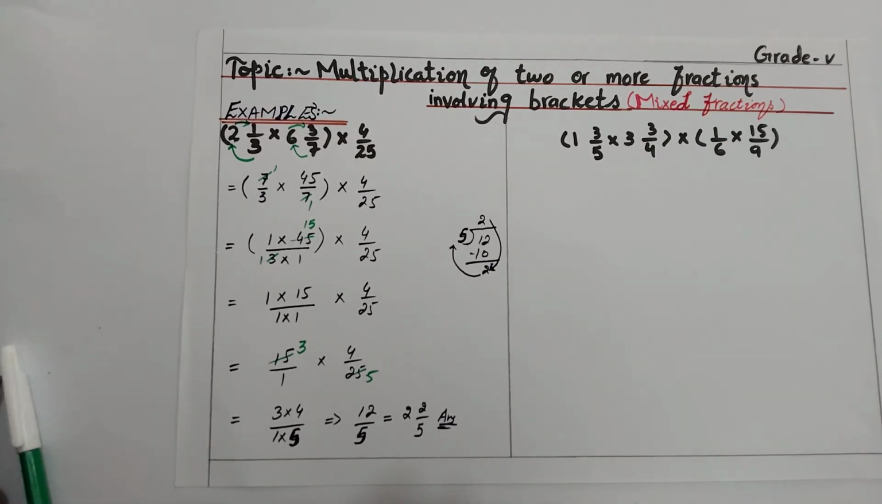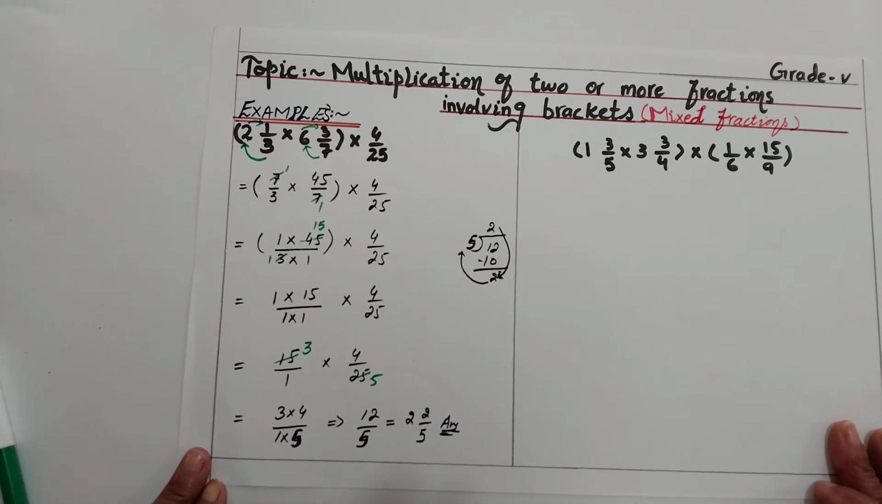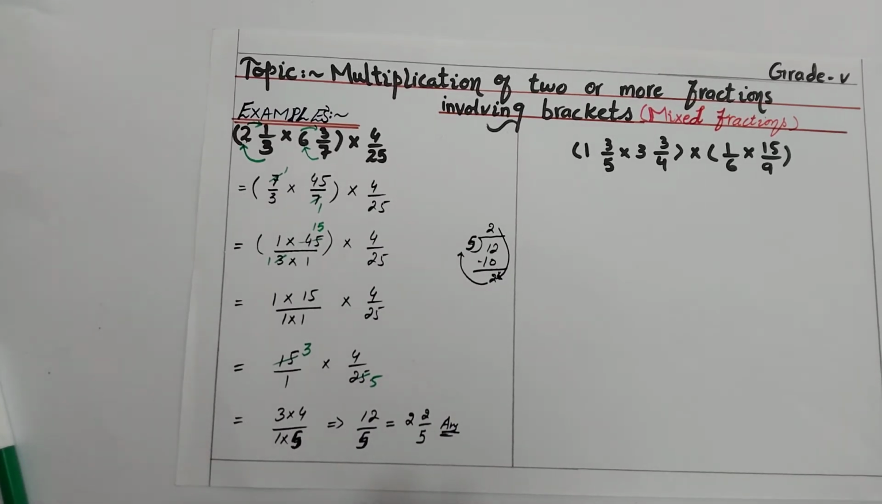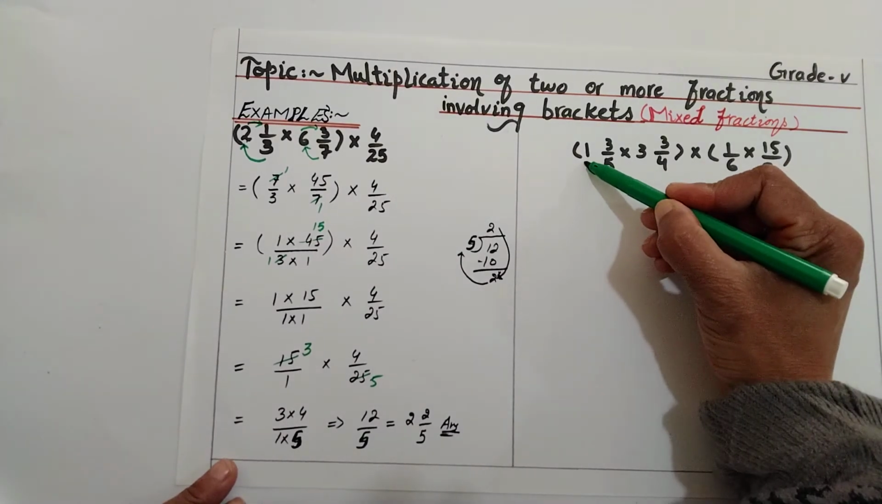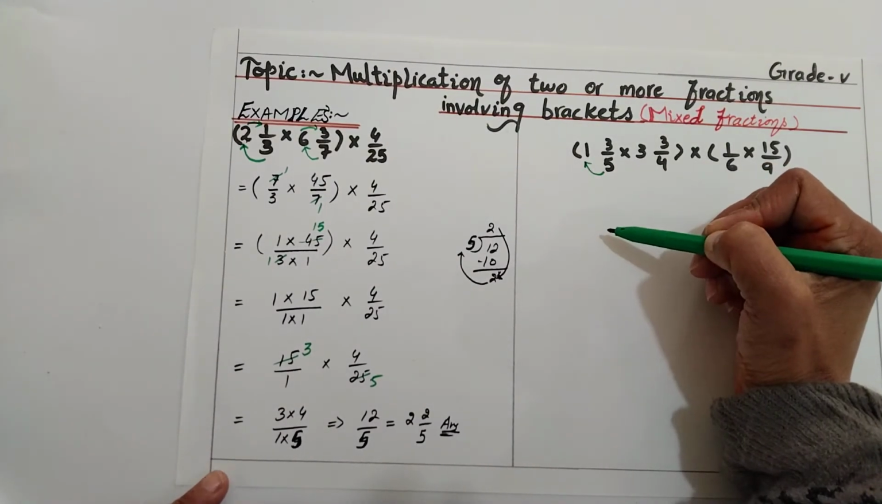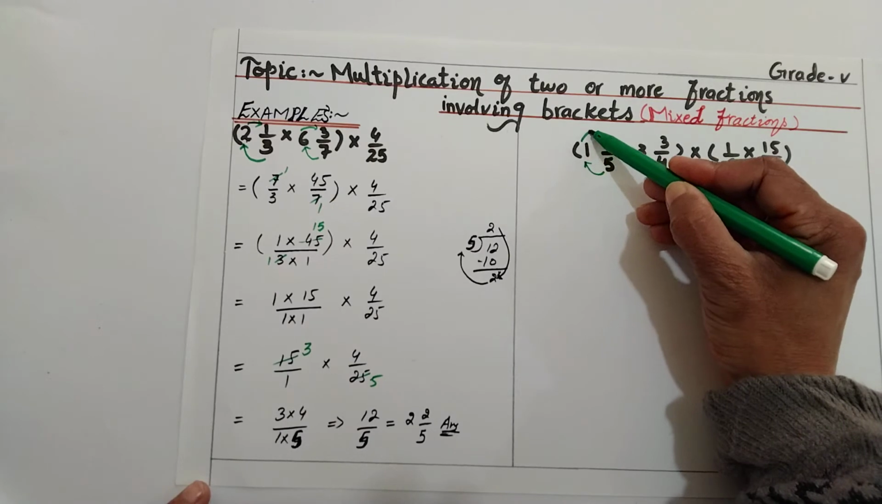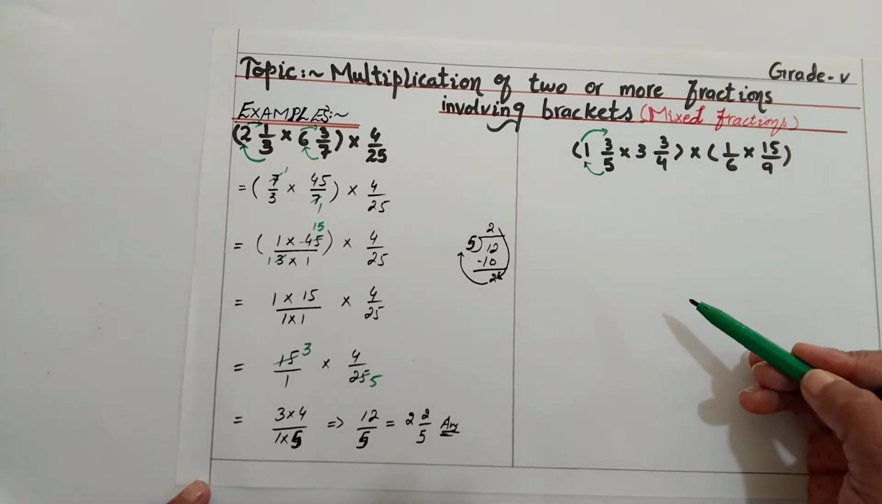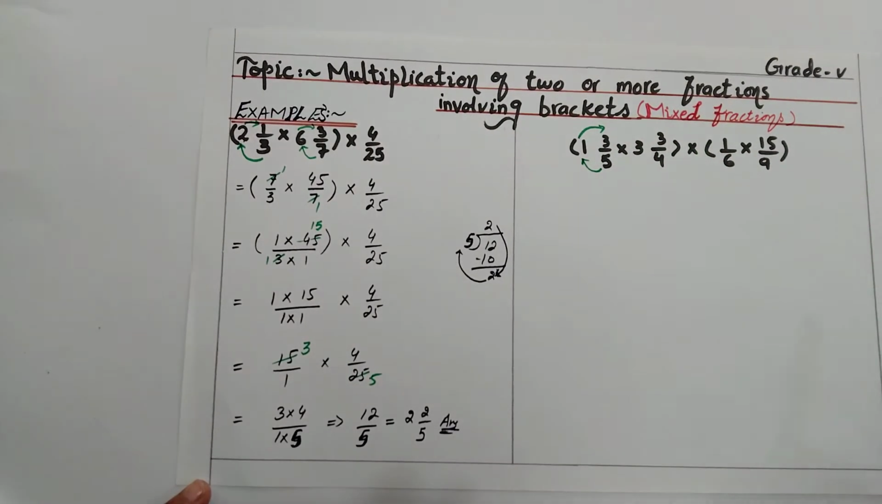So let's start. In the first group, as you can see, we have the mixed fractions, so we have to simplify the mixed fraction with the same method. Let's start. 5 ones are 5 and 5 plus 3 is 8.